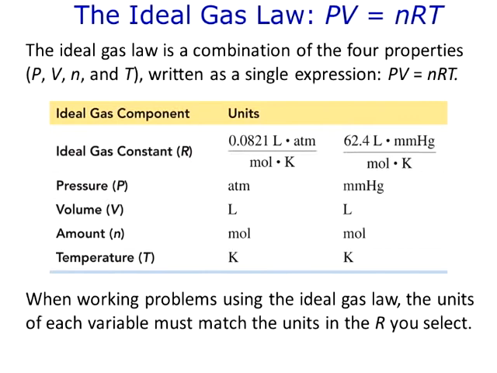We show you here the ideal gas law constant, R, and we show it to you in 2 different units. So you want to be aware that the units must match. You choose your R depending on the units of the problem. When working a problem using the ideal gas law, the units of each variable must match the units in the R you select. So you want to be aware of that.